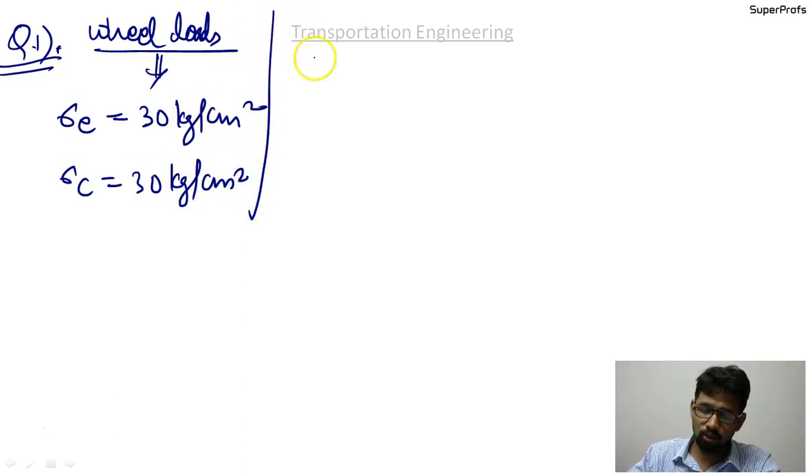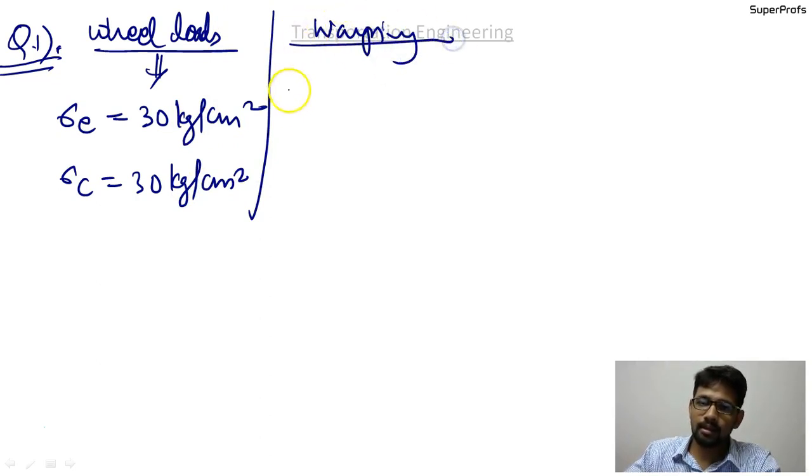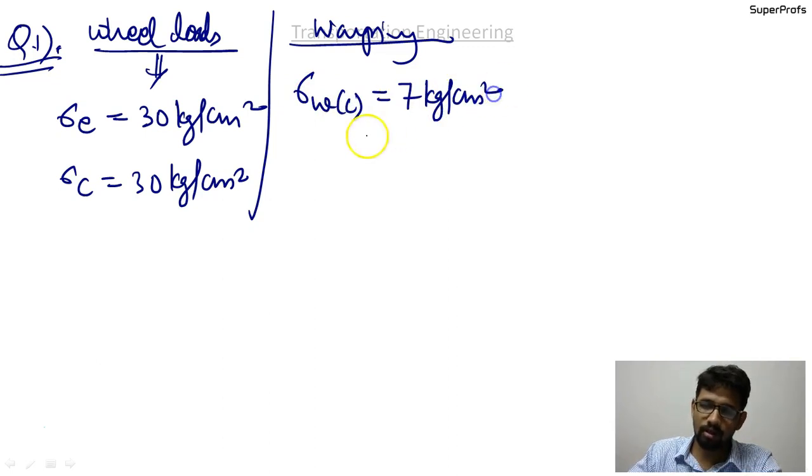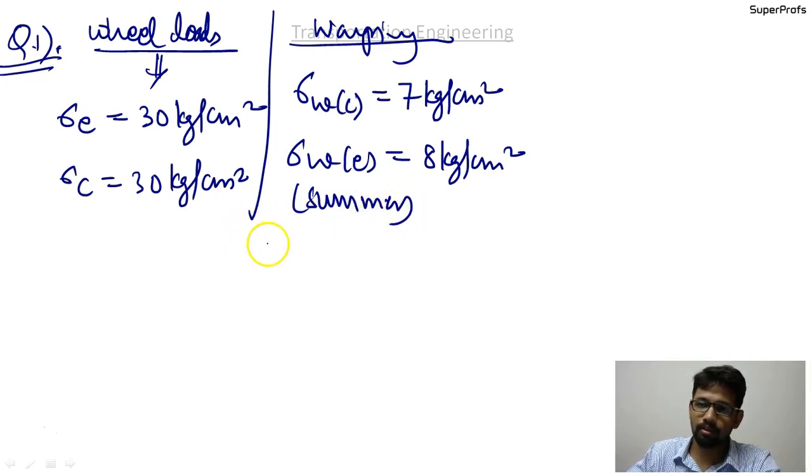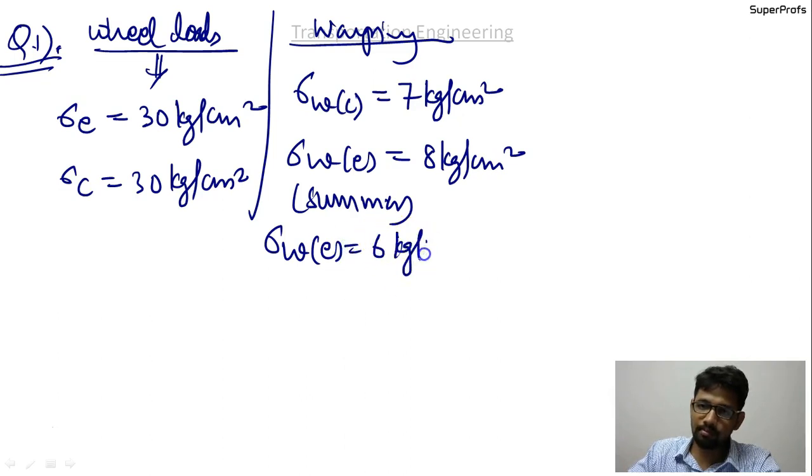Due to warping, the warping stresses: sigma WC is equal to 7 kg per centimeter square, and sigma W at the edges is equal to 8 kg per centimeter square in the summer. Sigma W at the edge is equal to 6 kg per centimeter square in the winter.